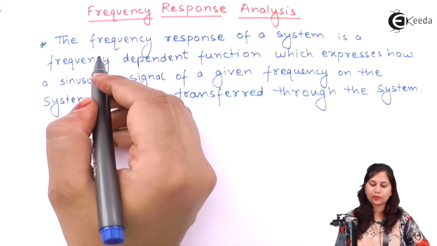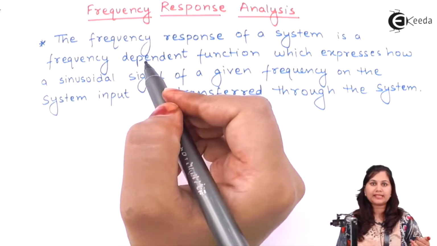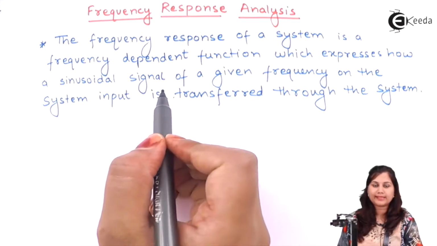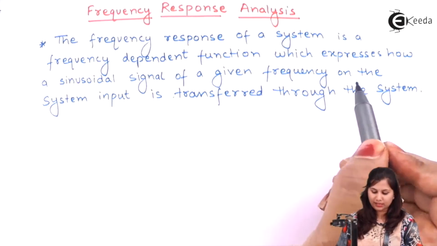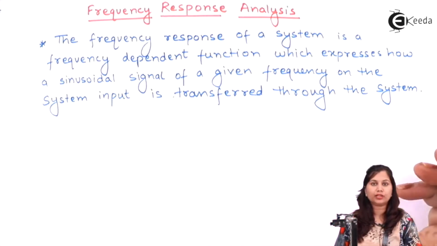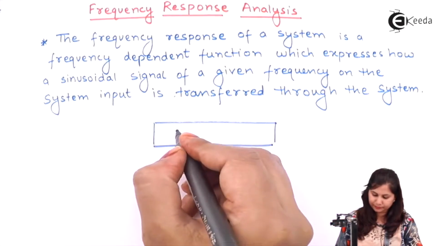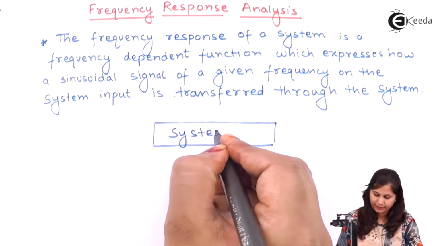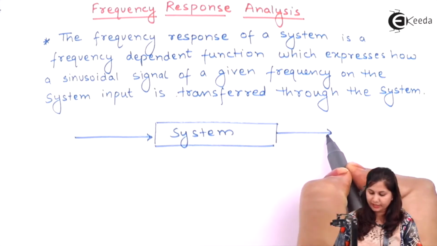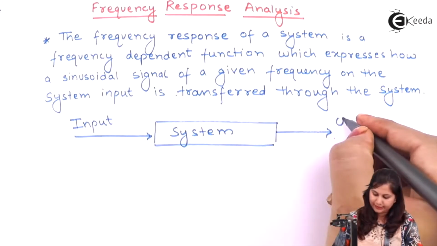The frequency response of a system is defined as a frequency dependent function which expresses how a sinusoidal signal of a given frequency, which is applied on the system input, is transferred through the system. So this is a system, and to this system we apply an input and then we get an output. So this is our input and this is the output.